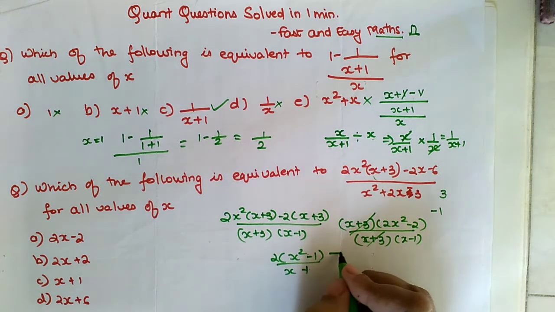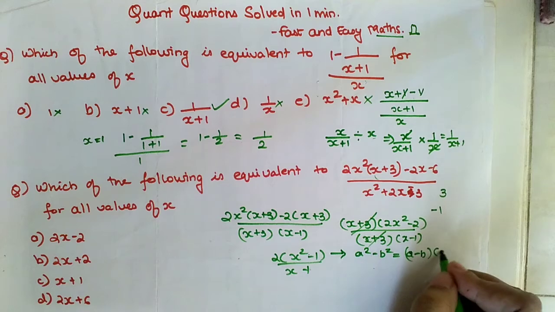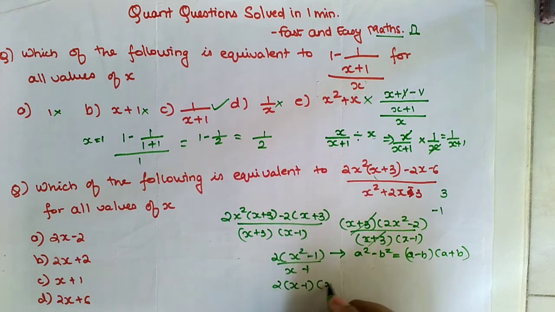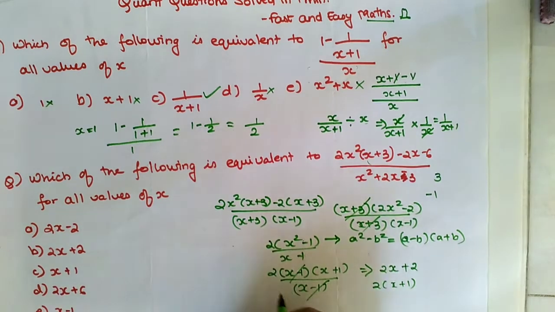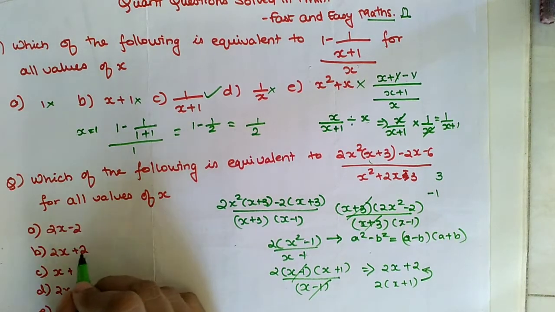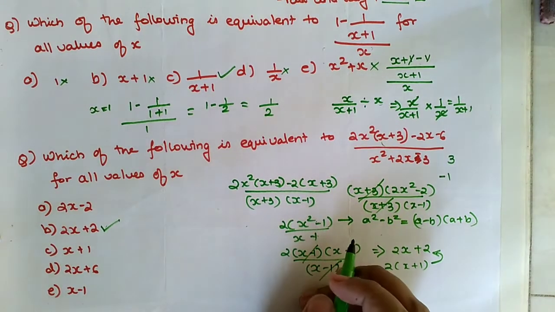Now here if you look, this looks like a square minus b square, which can be factorized as a minus b and a plus b. So I'll write this as nothing but 2 into x minus 1 and x plus 1, the whole thing divided by x minus 1. So can I say x minus 1 and x minus 1 will get cancelled. So I'm left with 2x plus 2, or I can just write 2 into x plus 1. Correct? So when I open the bracket, I get this. Okay. And when I look at my options, I can say that option B is my correct option. But this process is a bit time consuming, right?